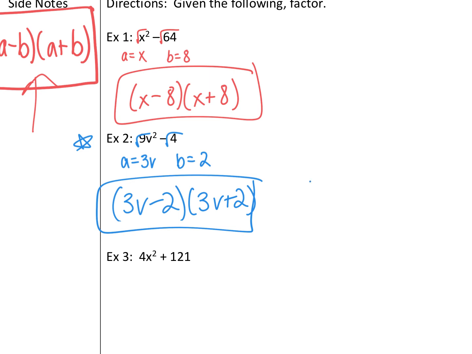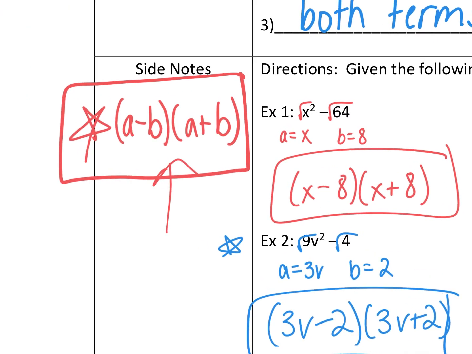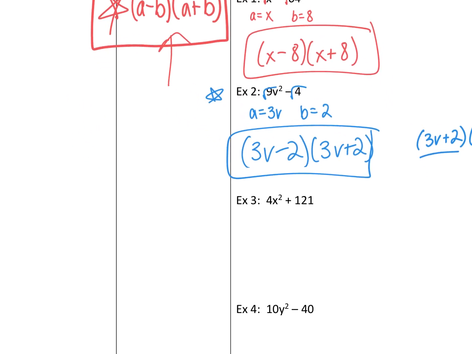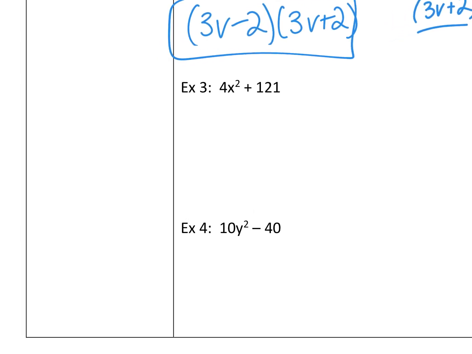Quick question. Would 3v plus 2 times 3v minus 2 be the same thing? Sure would. The reason for that is that we can multiply in any order. 3 times 2 is the same thing as 2 times 3. Same thing with factors like this. I can always flip the order. So just know that difference of squares is a minus b times a plus b, but it's also a plus b times a minus b. It doesn't matter which way you write it. All right, quickly, see if you can figure out how to do 3 and 4. Pause the video right here.